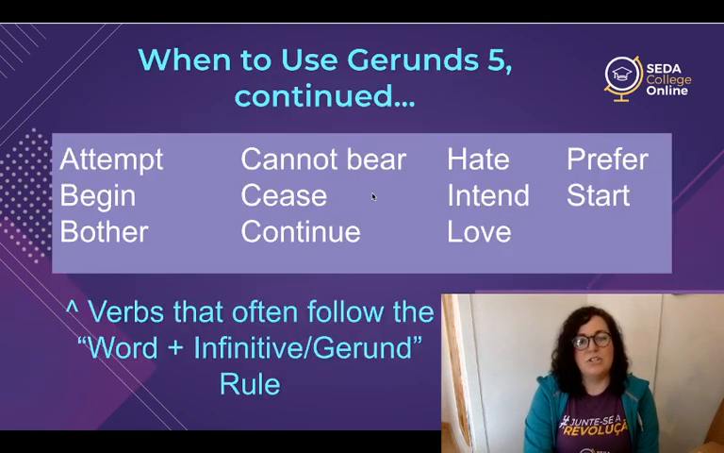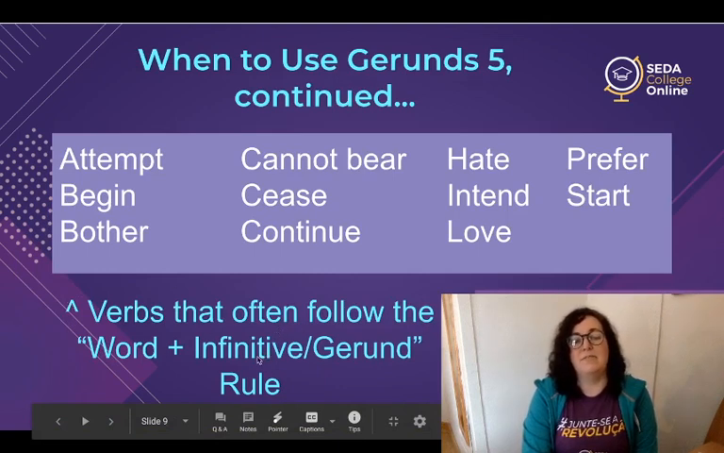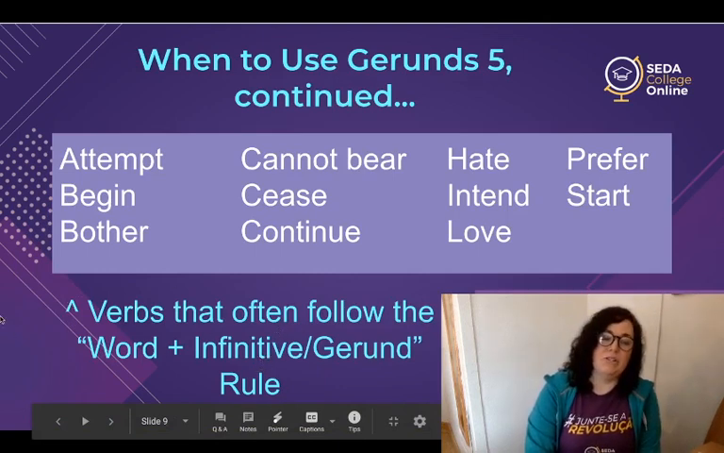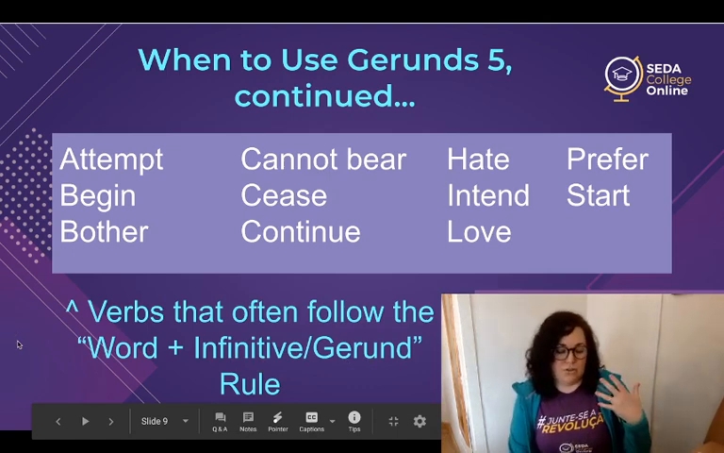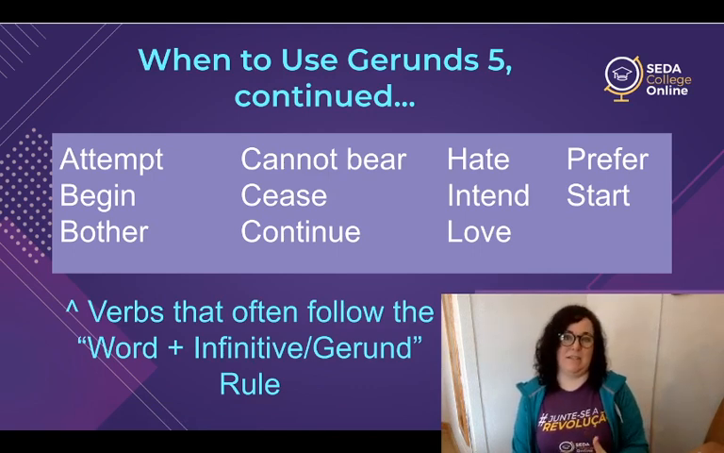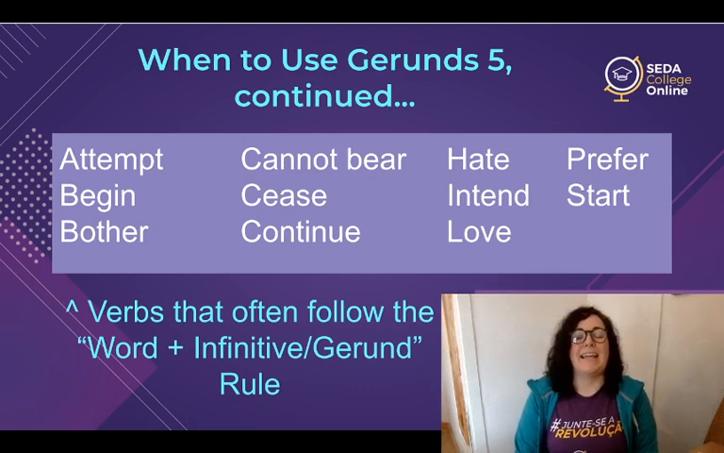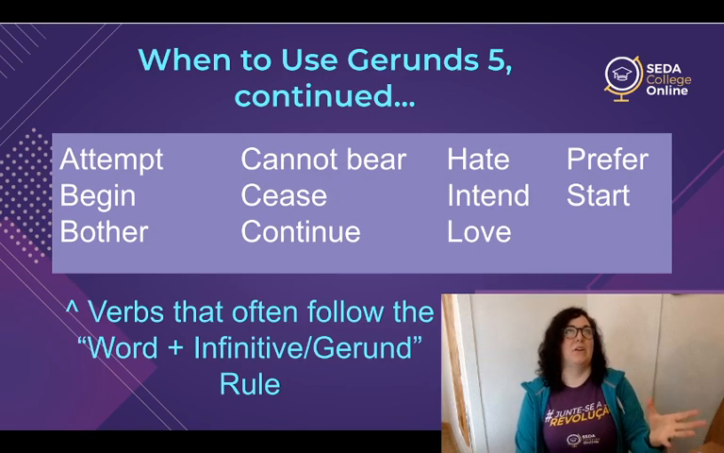Okay? So, when to use gerunds 5. These are examples that often follow the word plus infinitive or gerund rule. So, he attempted to do something. He attempted doing something. That could work. Both of those could work. I cannot bear to see her suffer. I cannot bear suffering. Okay?